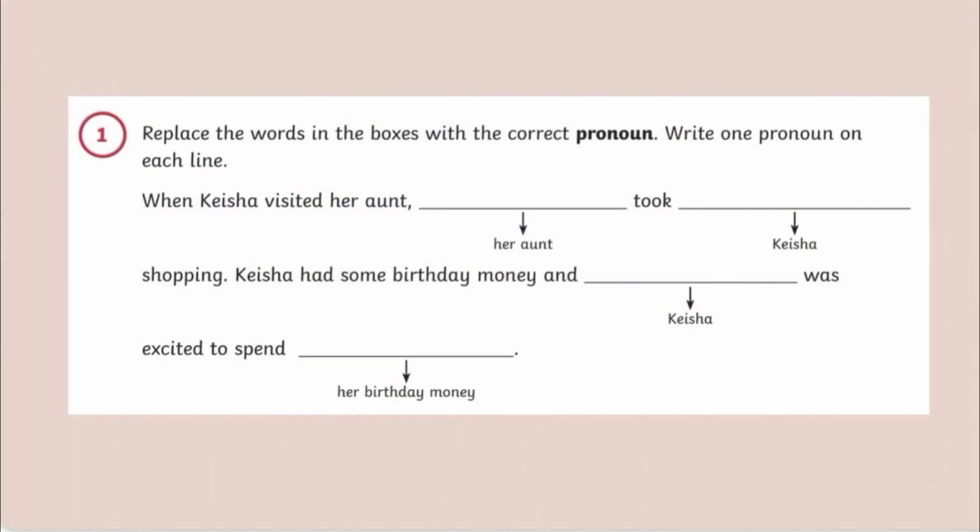So when Keisha visited her aunt, so we can change that to she, took Keisha, so we'd change that to her, shopping. Keisha had some birthday money and she was excited to spend it.